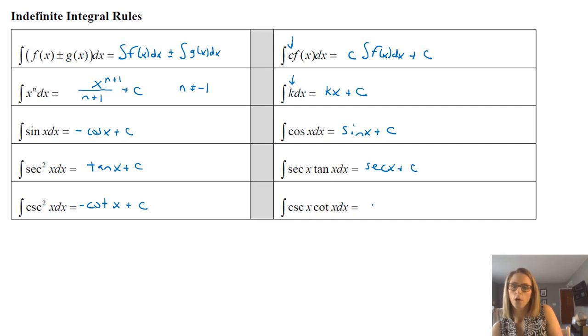And then here we're going to have a negative cosecant x plus c. So again, the idea behind the negatives is that if you're taking the derivative of what I have on the right side of these, you should be able to get what we have on the inside. And the derivative of cosecant is negative cosecant cotangent.